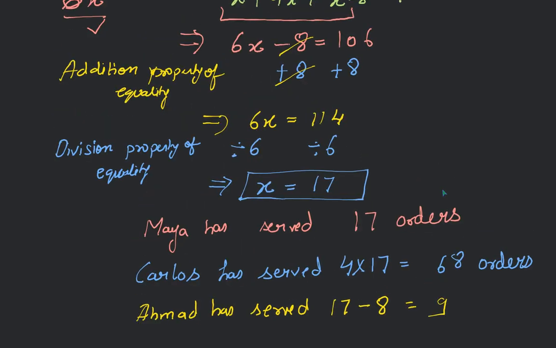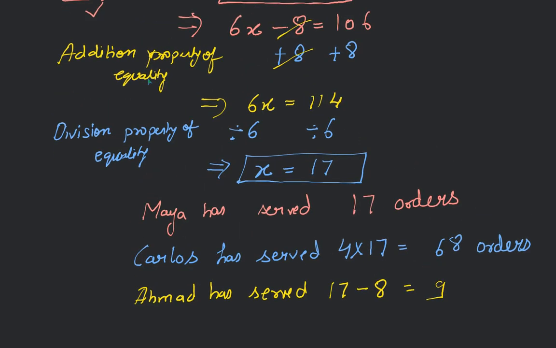Actually, we made one calculation error in the previous question. Just one moment. After dividing 114 with 6, we will get 19. I'm really sorry, student. It will not be 17. It will be equal to 19. So Maya has served 19 orders, because we are dividing 114 by 6.